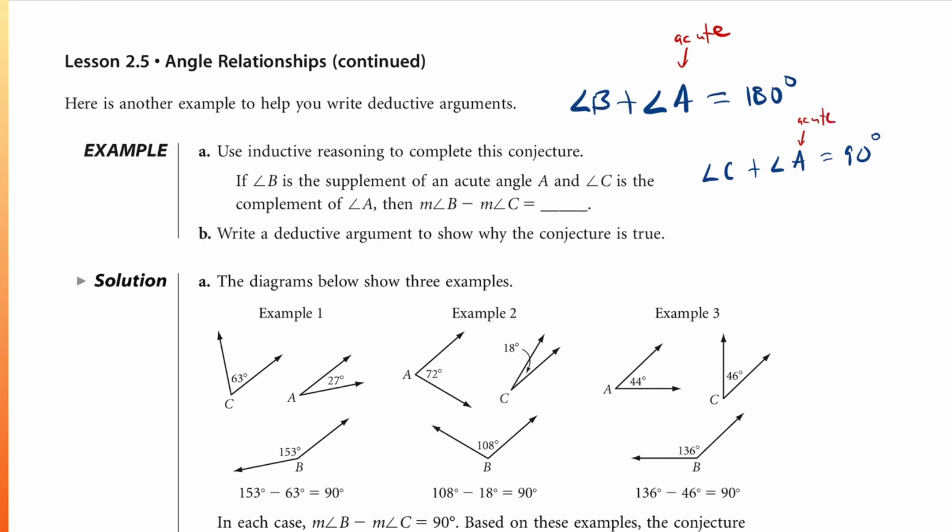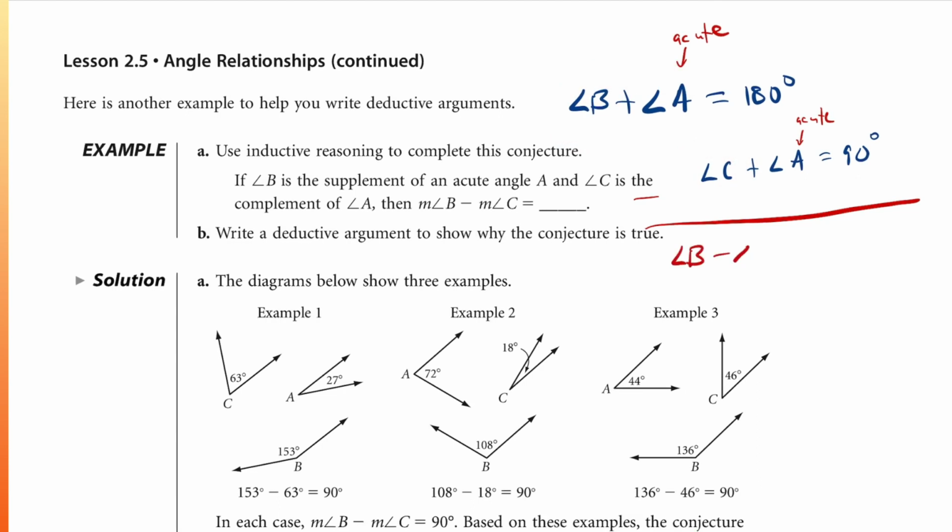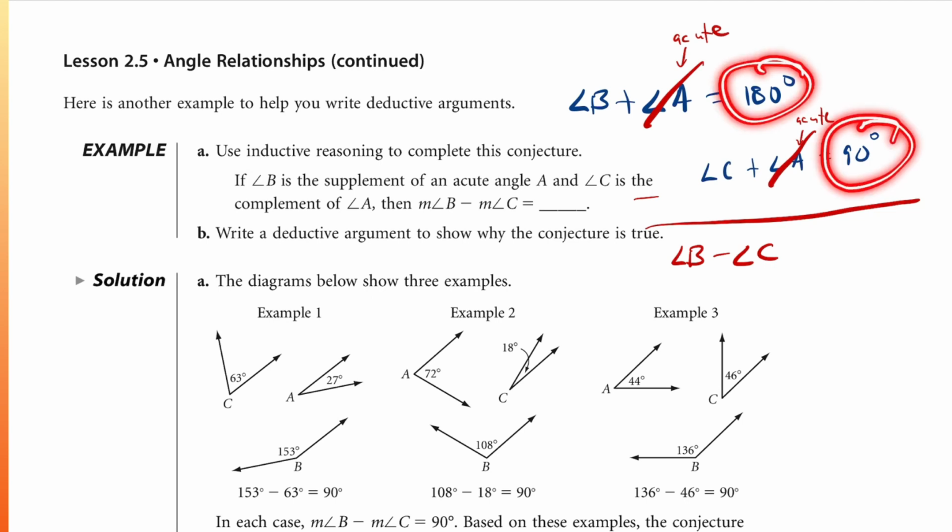That's interesting. Well, what I'm going to do is subtract these two. So if you do B take away C, and then you do A take away A, those cancel. And then you do 180 take away 90 is 90. So it's got to be 90 degrees. And sure enough, there it is.